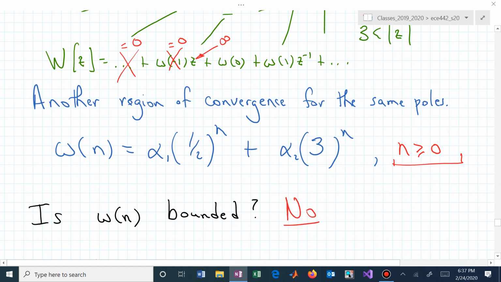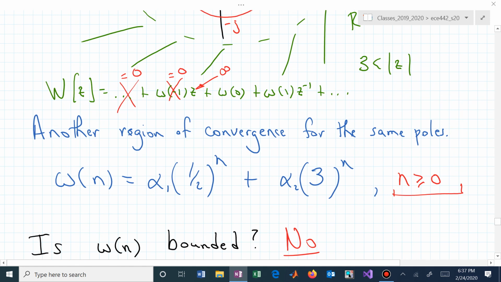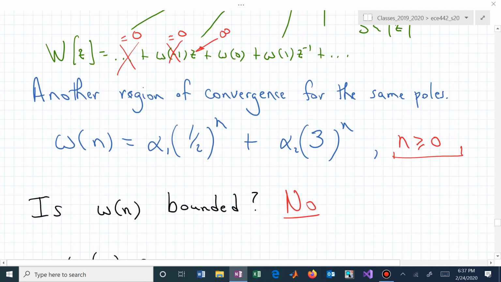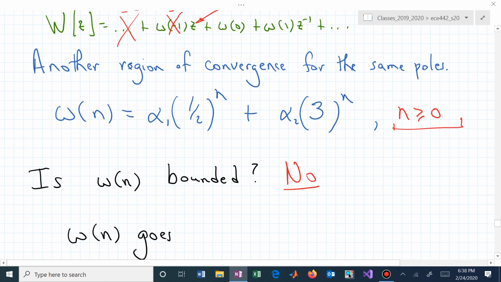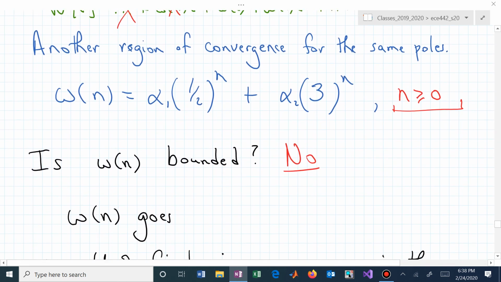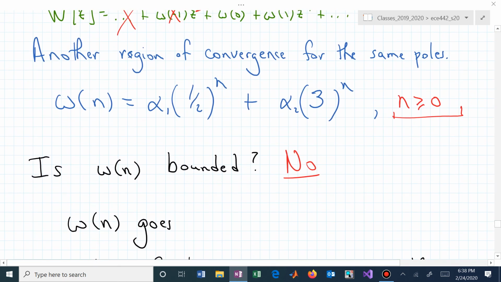Yes? Is it possible you could have a W of n where the terms are growing in a way that they're both growing exponentially, but they're subtracted, so it ends up being bounded, or does it always go unbounded? If you had a 3 to the n and a 2 to the n, but somehow it was minus 2 to the n. So you had 3 to the n minus a. Did everyone catch that?